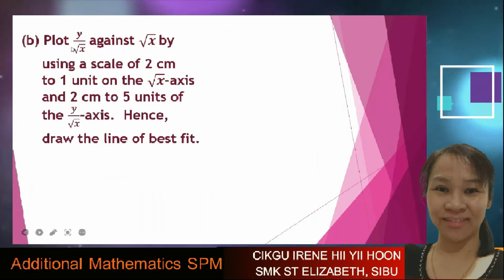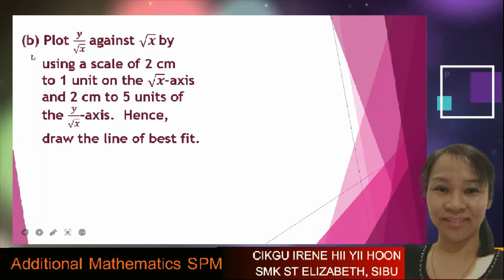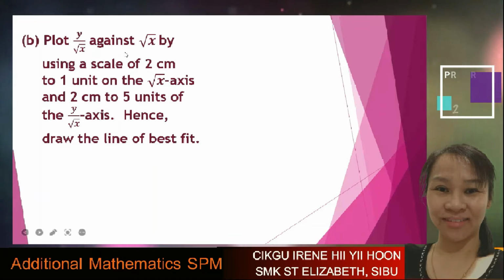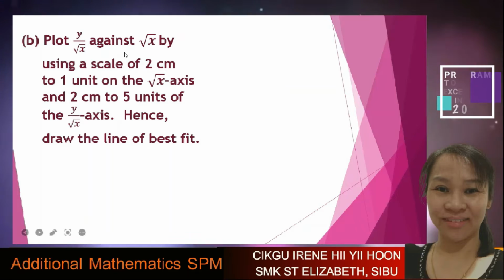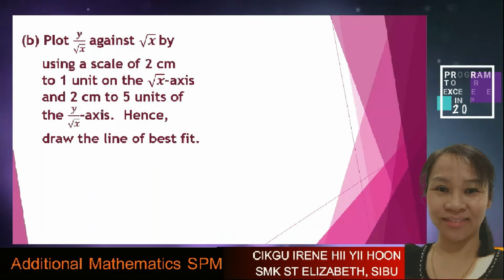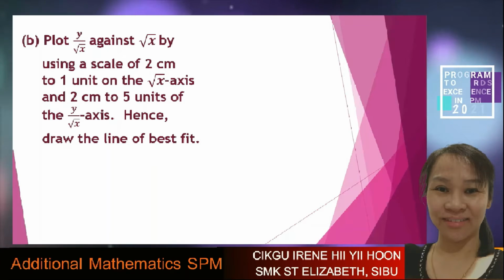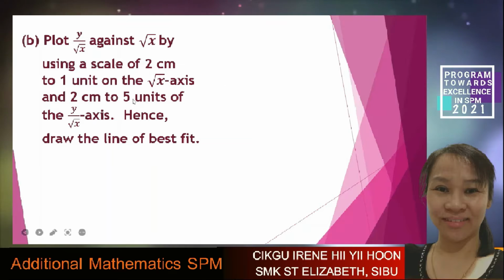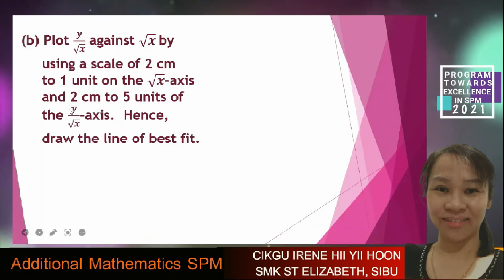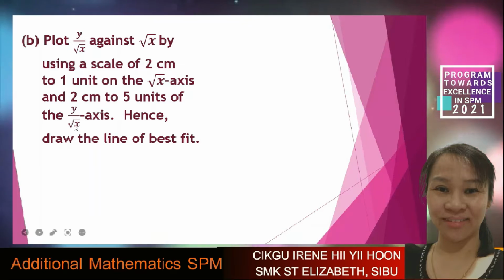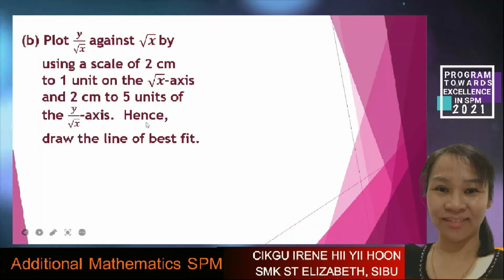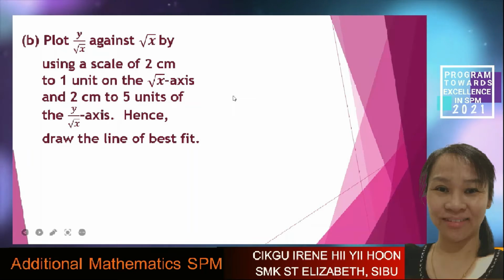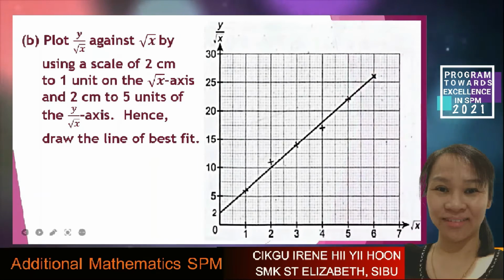And for question B, plot y over square root x against square root x by using a scale of 2 cm to 1 unit on the square root x axis and 2 cm to 5 units on the y over square root x axis. Hence, draw the line of best fit. So let's look at the solution.